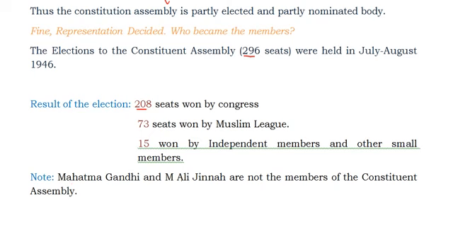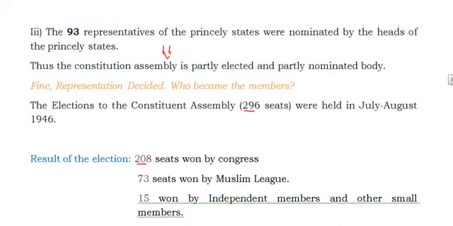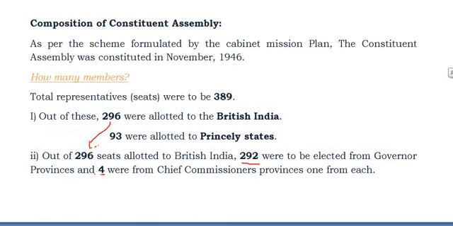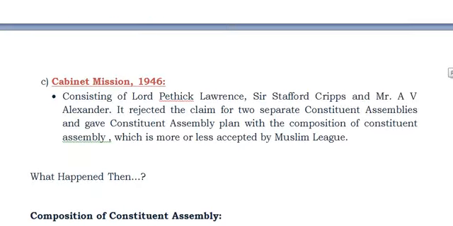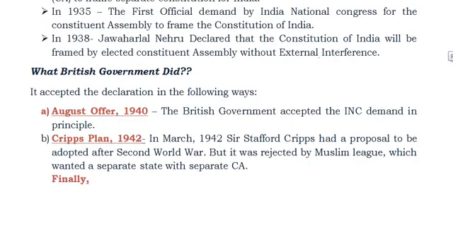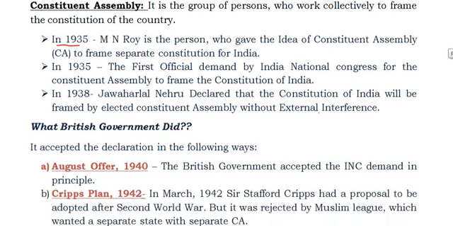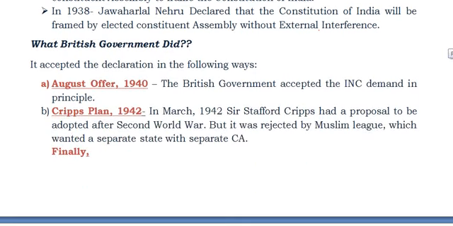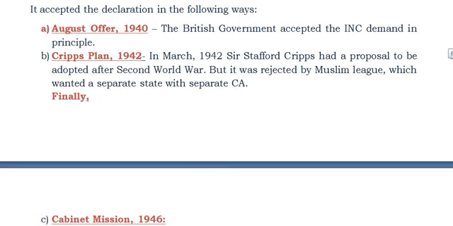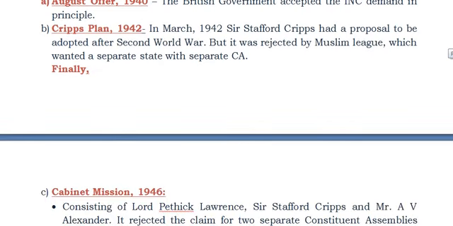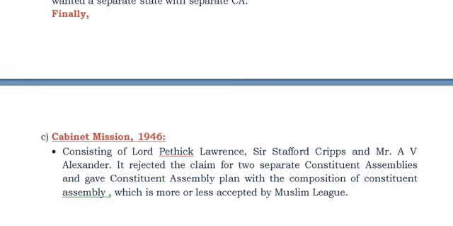So friends, now we have seen how the Constituent Assembly evolved. We had some acts given by the British government, and then we demanded it; the first demand came from M.N. Roy, then the Indian National Congress demanded it in 1935, and Jawaharlal Nehru declared it in 1938. The British gave the first offer, the August Offer, in 1940, and the Cripps Plan in 1942, which was rejected by the Muslim League, and the Cabinet Mission in 1946, which was accepted.